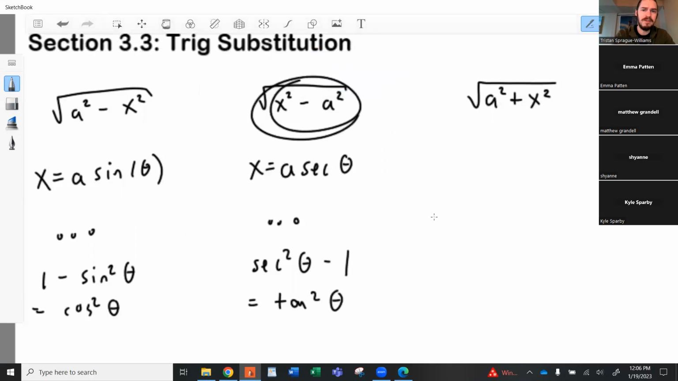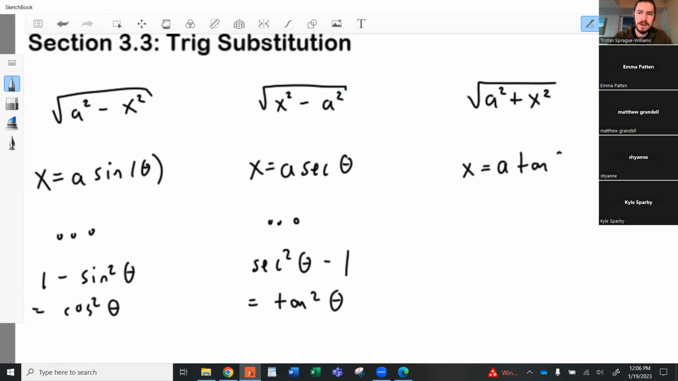That's right. And you get a secant squared minus 1 out of that when you plug in a secant theta for x. And then lastly, for this format, you use a tangent theta, because then you will get 1 plus tangent squared, which equals secant squared.